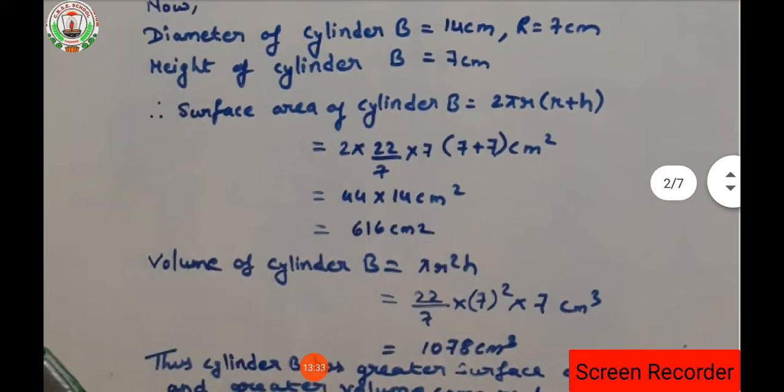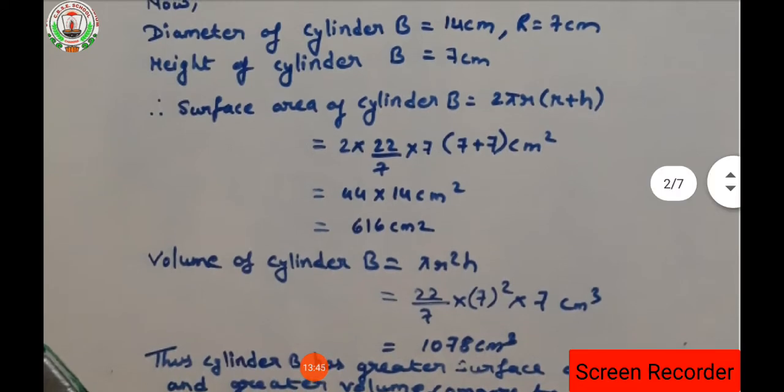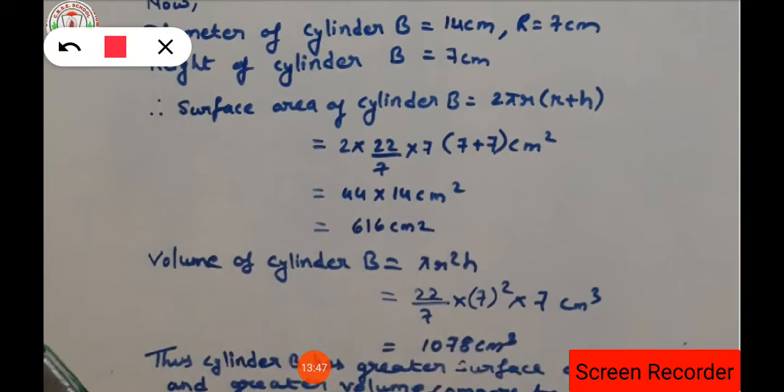So 2 value into 22 by 7 is the value for the pi. R value is 7. Then r plus h, that means 7 plus 7. Because height is 7 as well as the radius is also 7. So 7 plus 7 will be how much? That will be 14. Here 7 and 7 will get cancelled. 2 into 22 is how much? 44. So 44 into 14 will be 616 centimeter square.